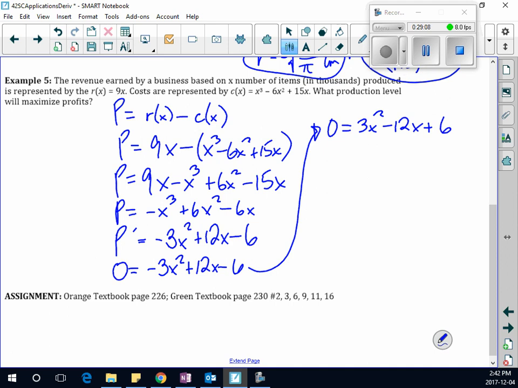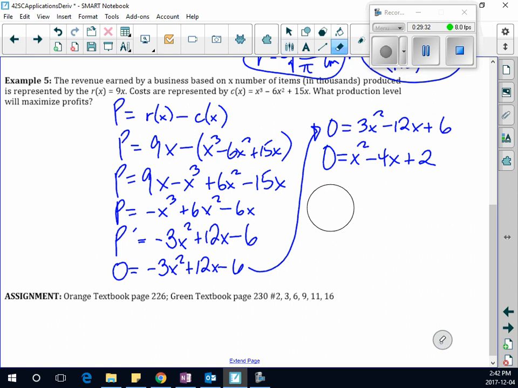Does this factor? You can factor out a 3. So let's divide both sides by 3. So 0 equals x squared minus 4x plus 2. And it's very noticeable now, I cannot factor. So then what's my next mode of choice? Quadratic formula.